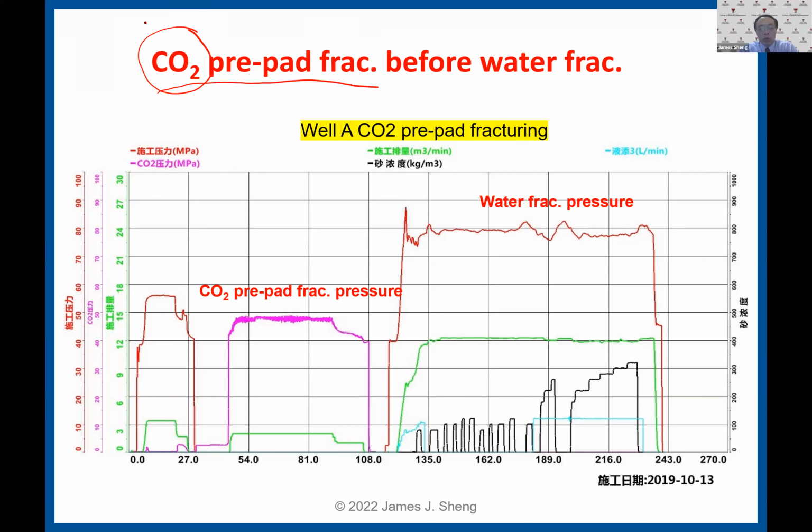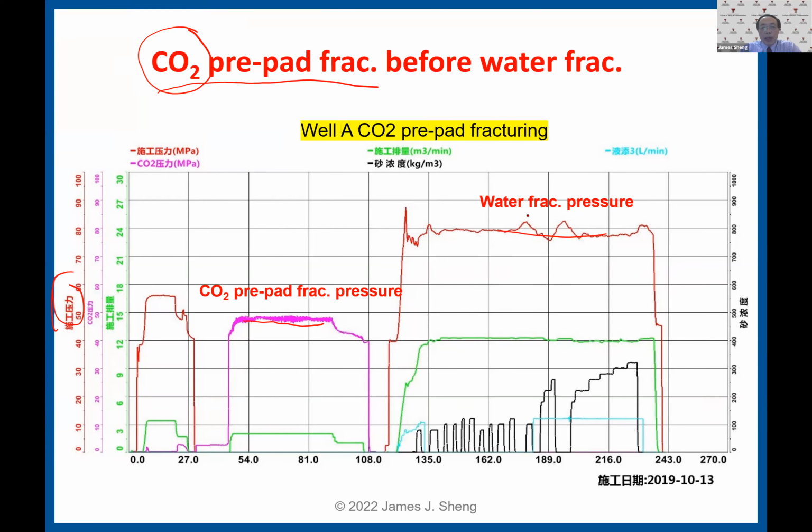I will not go into detailed well numbers or field information for confidentiality reasons. So let's look at the injection pressure. Here is the injection pressure, the red one, for the CO2 fracture, and this is the water fracture. First, you can see that with CO2 fracturing, the rock fracture pressure is lower than with water fracturing. That is good, right?